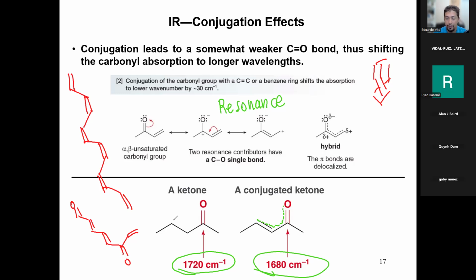Any questions about this one? So this is why I'm telling you that the numbers are not absolute. It really does depend on the rest of the molecule. They are both ketone carbonyls, but one is conjugated, one is not. They have different wave numbers. Okay, any questions about this one here?